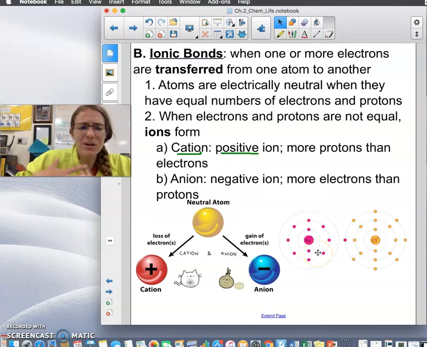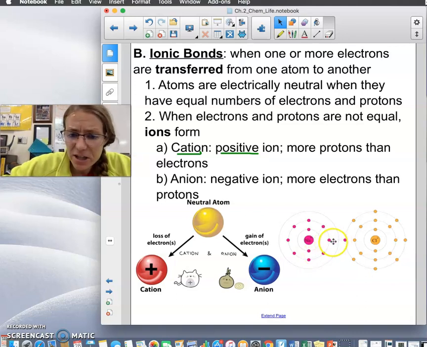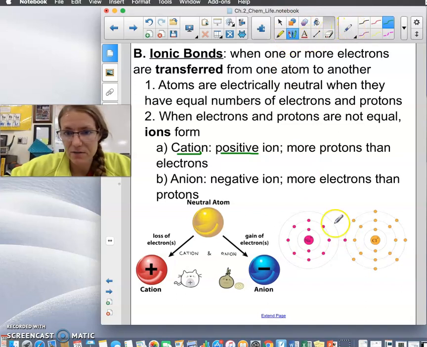Sodium's like, I want to get rid of one. And chlorine's like, I really need one. Oh my gosh, it's a match made in heaven. So sodium gives up this valence electron to chlorine, and now we have formed ions that are held together by attractive forces, because sodium now has a +1 charge because it lost an electron, and chlorine now has a -1 charge, and we have opposite charges and opposites attract.